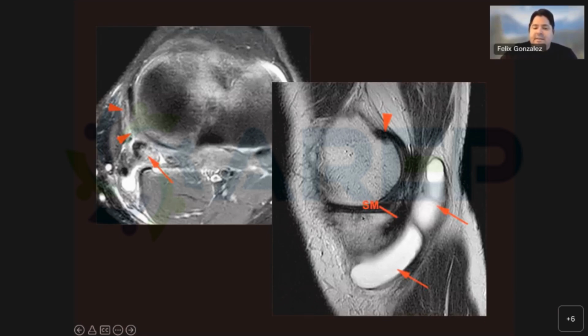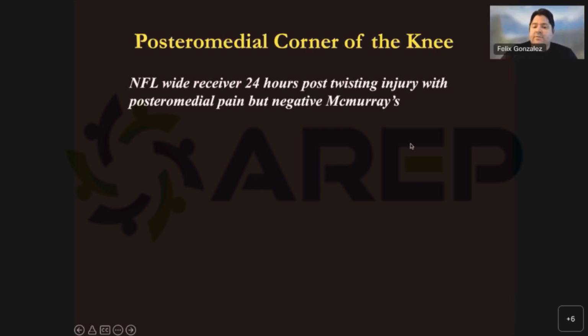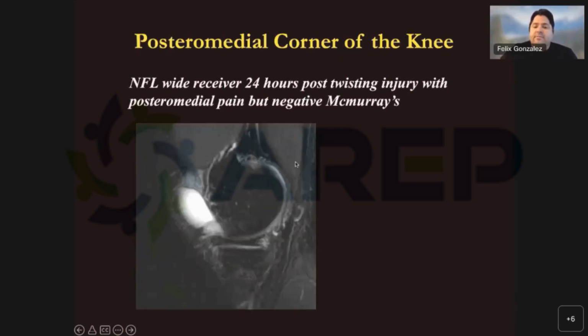Sometimes you'll see that usually the fluid will be between the semimembranosus and the medial head of the gastrocnemius, and the fluid can track superiorly and inferiorly by a few centimeters, like this here. Here's the posterior medial attachment of that capsule that I encourage you to look at as well as you evaluate your MRIs for knee injury in this compartment.